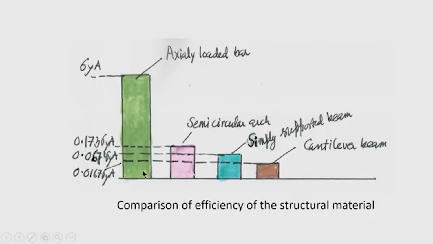Okay. So, if we compare this pictorially, we can see the axial loaded member is the highest in efficient utilization of the material. Then we have the arch. In the present case, we have taken an example of a semicircular arch, and the capacity is 0.173 sigma y into A. Then the simply supported beam, the capacity is 0.067 sigma y into A. The lowest is the cantilever beam, 0.0167 sigma y into A.